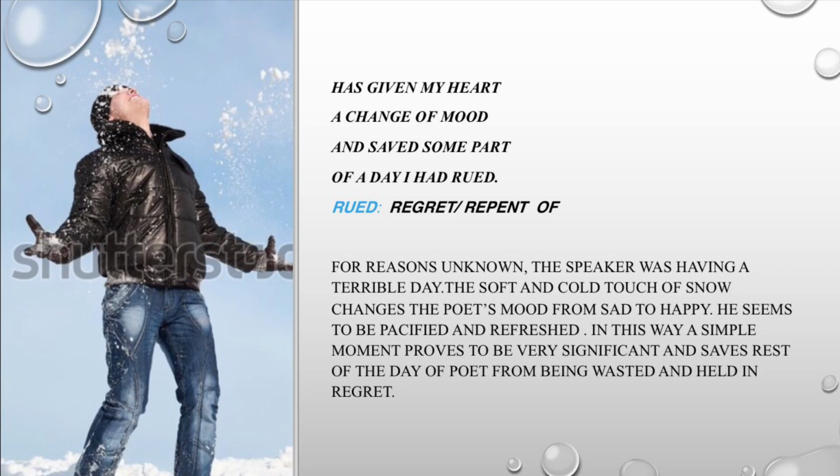The soft and cold touch of snow changes the poet's mood from sad to happy. He seems to be pacified and refreshed. In this way, a simple moment proves to be very significant and saves rest of the day of poet from being wasted and held in regret. The falling of snow on his head lifted his mood instantly.